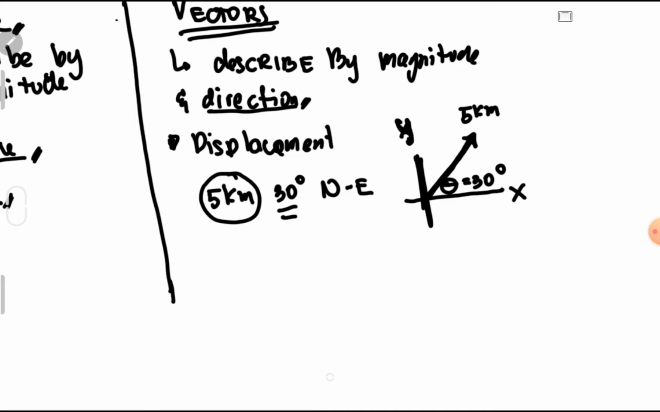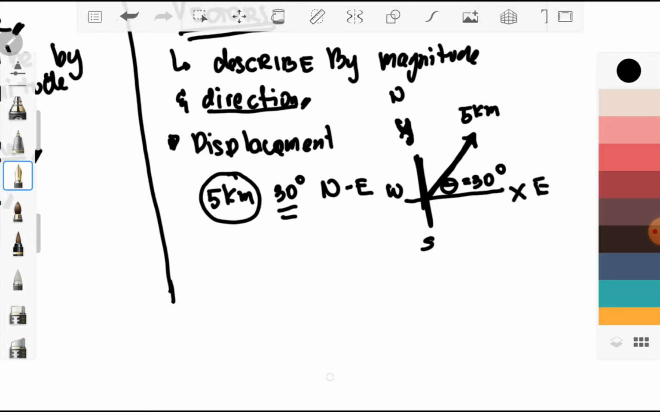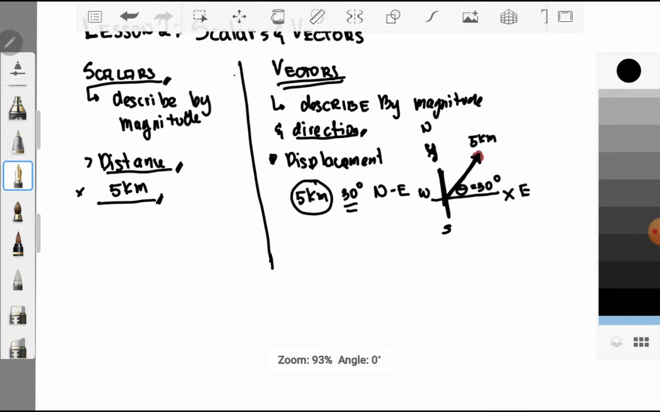Take note that for northeast, we have north, east, south, west. This is the indication of your displacement. Let's say this will be my particle. Take note that this arrow also indicates the direction of your force.